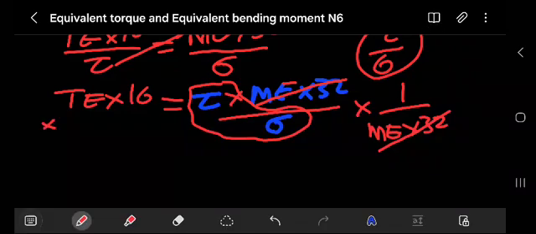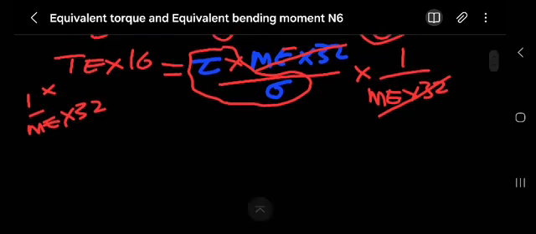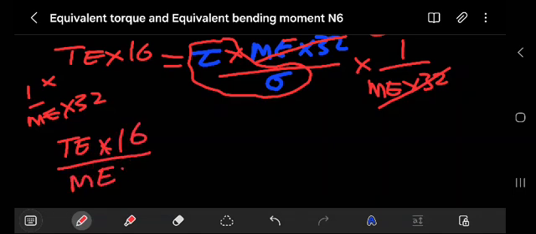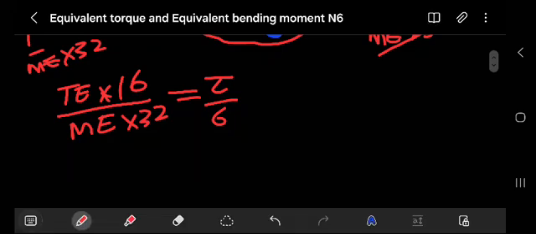Also this side I multiply by 1 over M_E times 32. If I multiply on our left-hand side, I'll have τ_E multiplied by 16 on the top, divided by M_E multiplied by 32. So I have the shear stress over the shear stress. Now we have obtained what we're supposed to obtain.